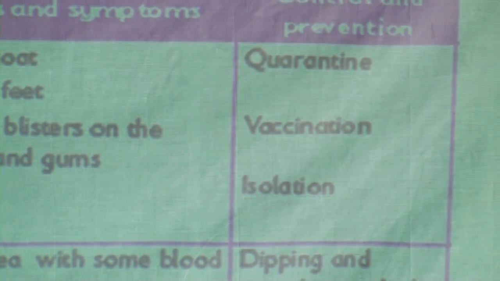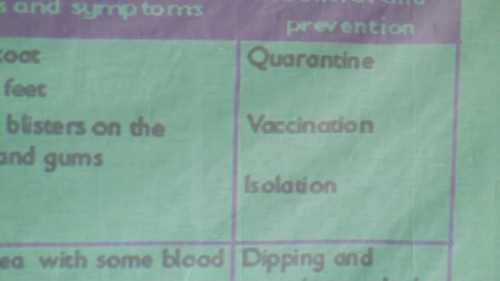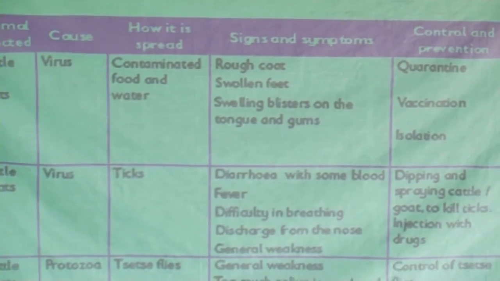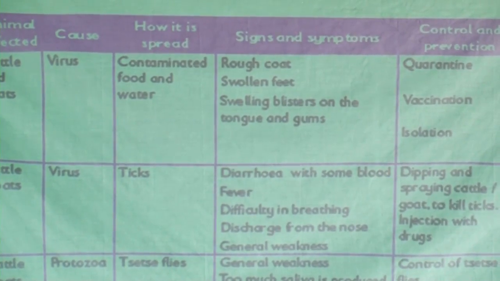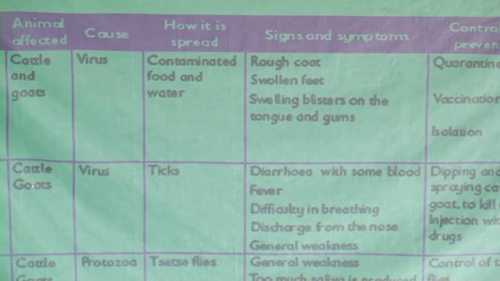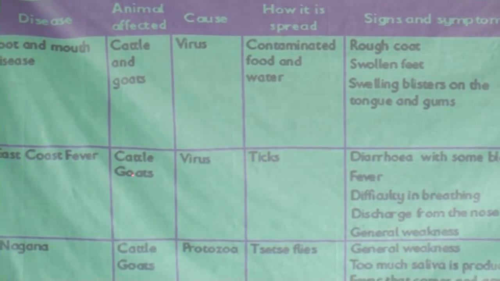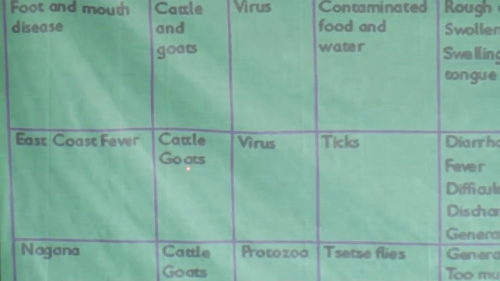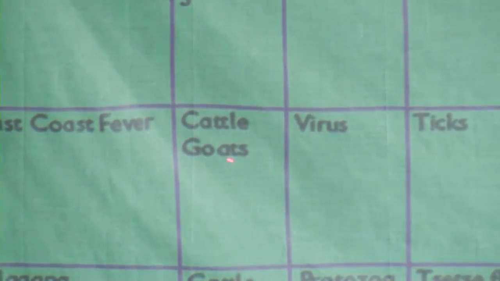Okay, and then this brings us to the second disease. This is none other than East Coast fever. This still affects cattle and goats. If you talk of cattle, don't forget the young ones, like the calves. Coming to goats, the young ones, like the kids, can also be affected.